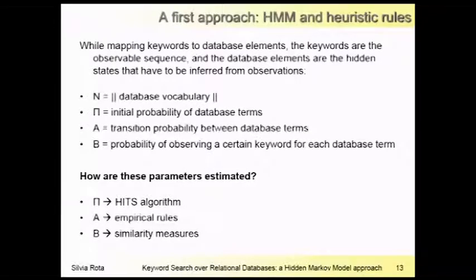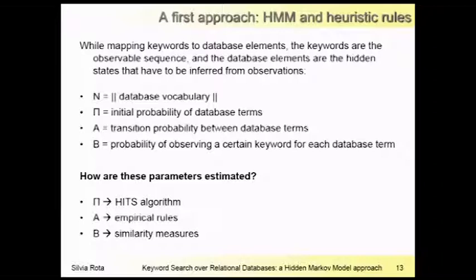So how do we apply the hidden Markov model in our context? In our context, we use the states of the model to represent the structure of the database, and the observations to represent the possible keywords. So the parameters have a meaning in our context. And how do we estimate the parameters?